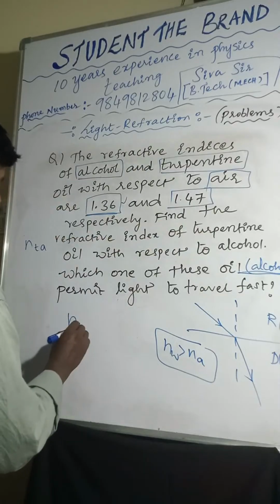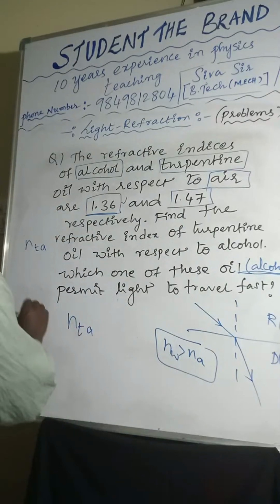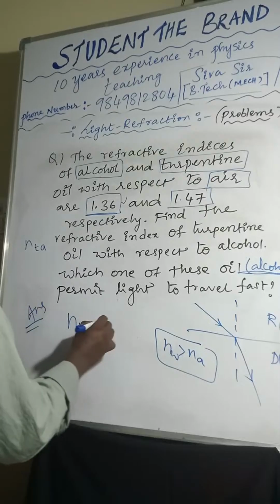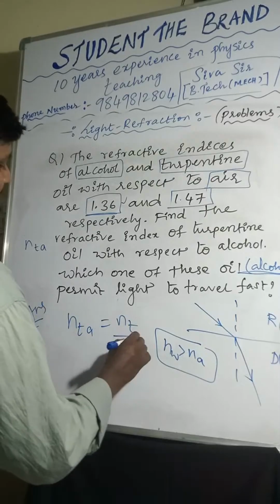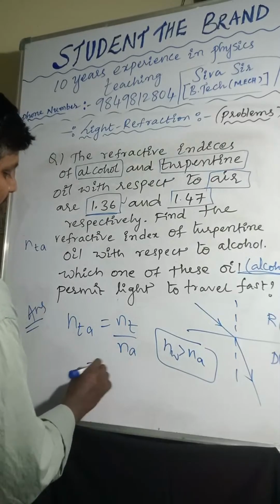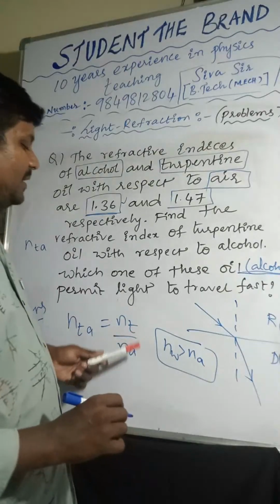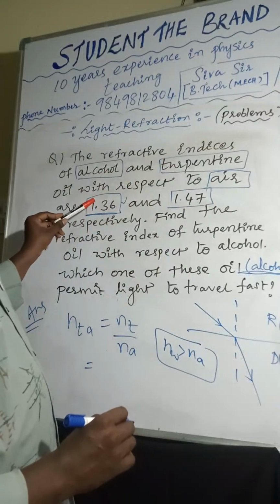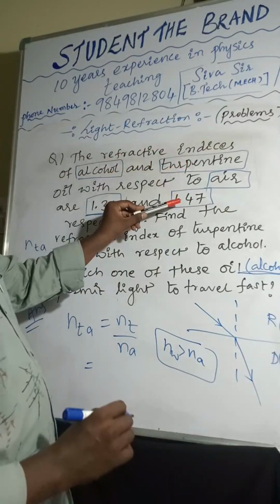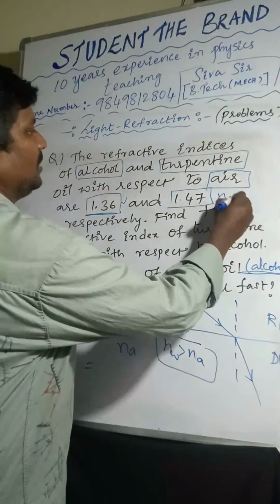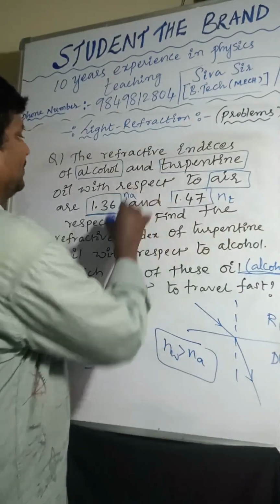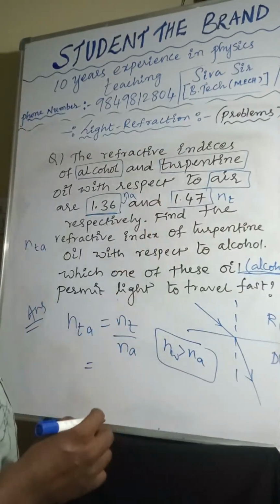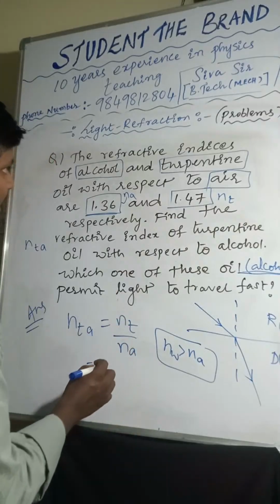So n_TA, okay, answer n_TA. So n_TA is nothing but n_T by n_A. T is the turpentine, A is the alcohol. So turpentine is oil. How much is given for alcohol and turpentine? So this is n_T, and this one is n_A, alcohol. Okay, so now you can substitute the values.